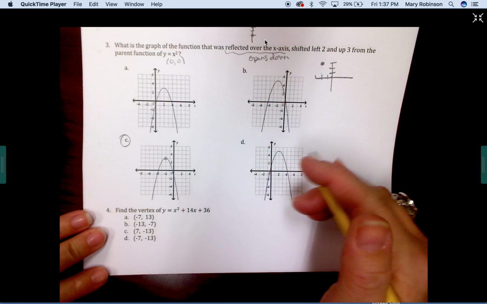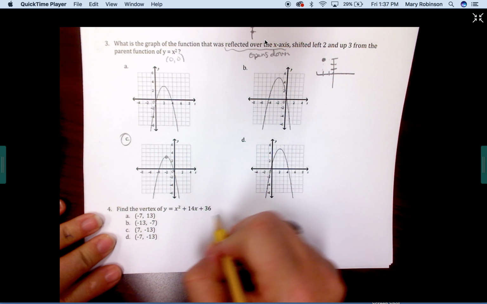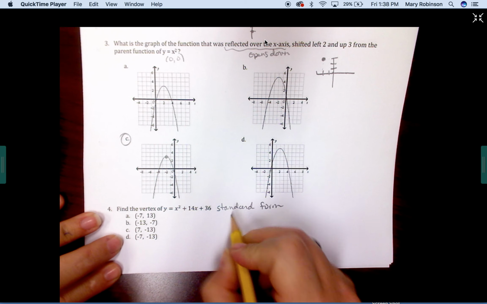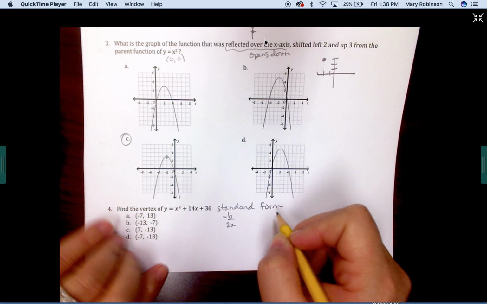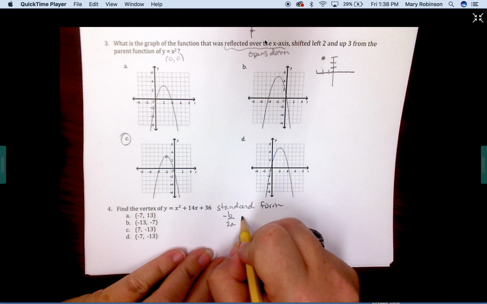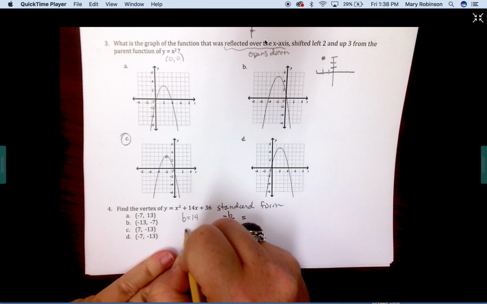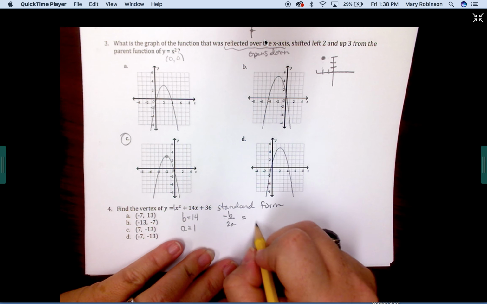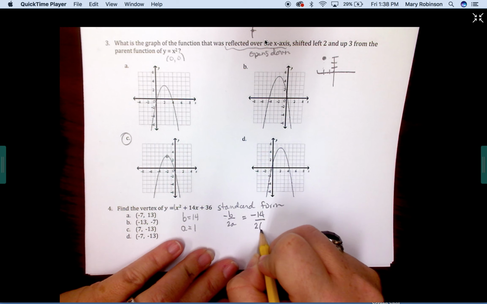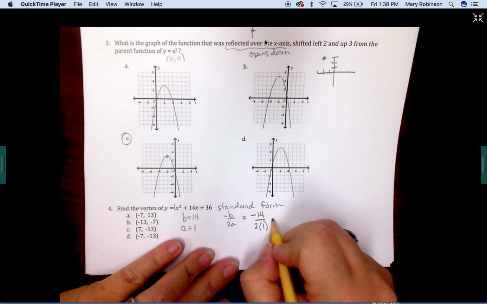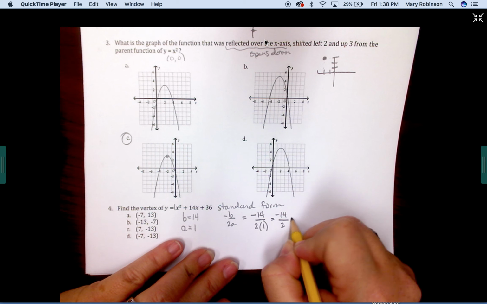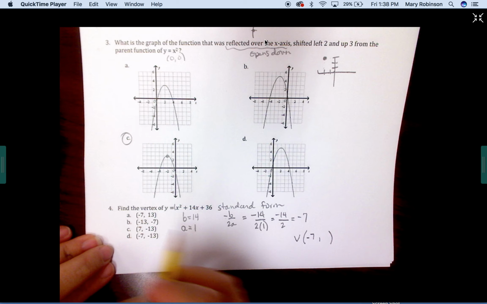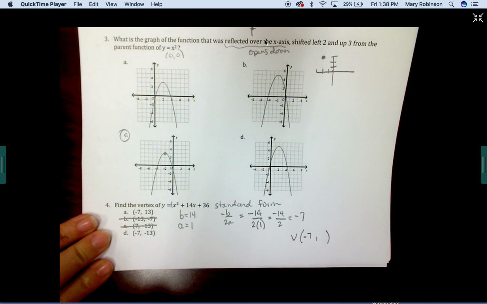Number 4, find the vertex. A couple different things you can do. You can recognize that because this is in standard form, you can use the opposite of b over 2a to get started on your vertex. If my b value is 14 and my a value is an understood 1, the opposite of my b value would be -14 over 2 times my a value, which is 1. -14 over 2 is -7. So that means my vertex starts with the ordered pair -7. So that means it's definitely not B or C.